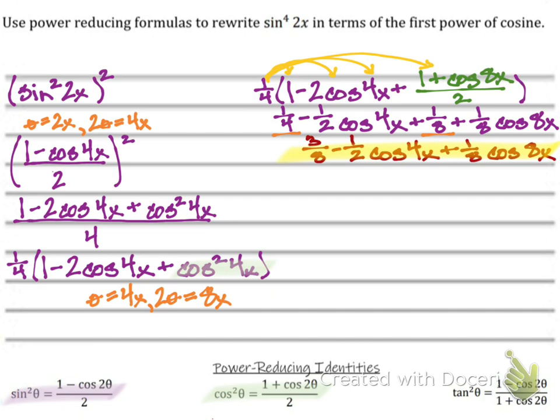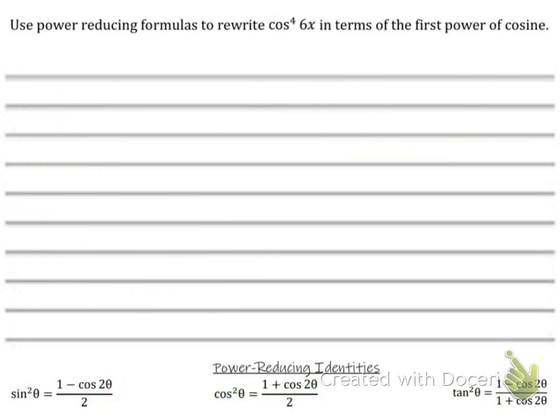The hardest part really is the fractions. That's why I take it out, because it starts to look crazy if we don't take it out. And you could split up the 1/2 and the cosine 8x over 2 first if you wanted, and combine and then distribute. I just think it kind of makes another step. Let's look at another one.